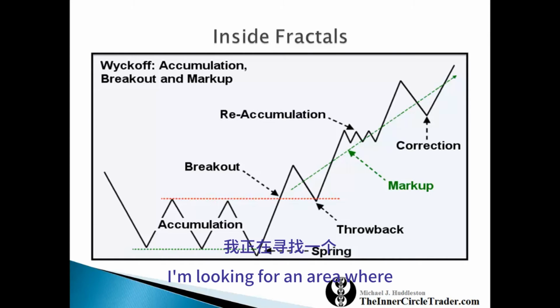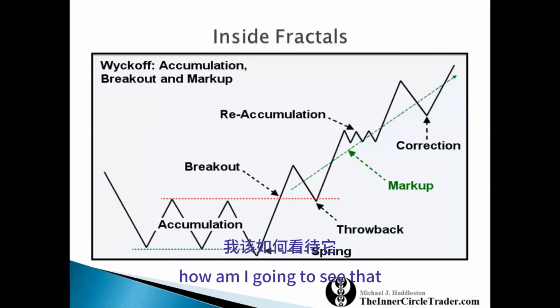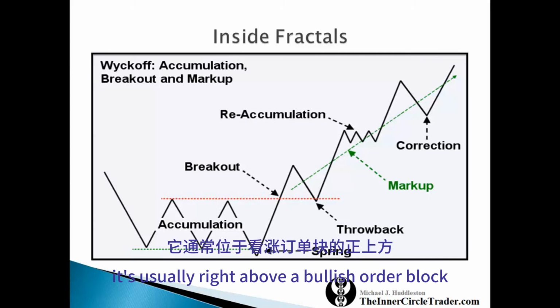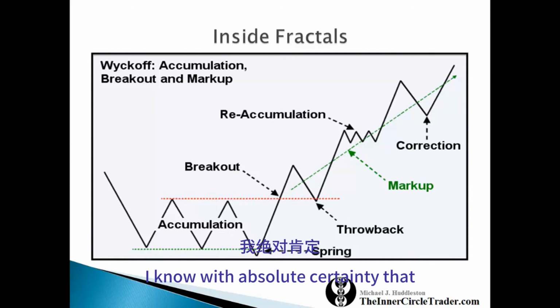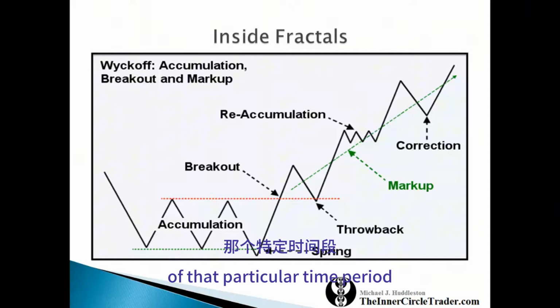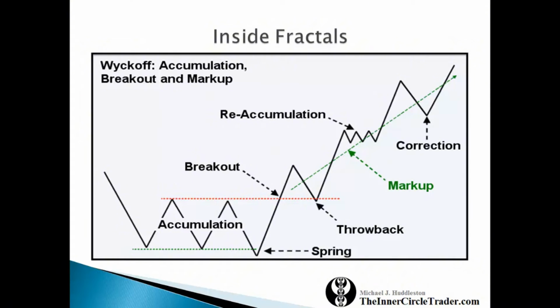I'm looking for an area where strong buyers should come into the marketplace. How am I going to see that? Well, they're going to hold price in a small range. It's usually right above a bullish order block. And when price drops down to that order block, I know with absolute certainty that that is probably going to be one of the best buying opportunities of that particular time period. And I'll be all over it, assuming I'm awake.